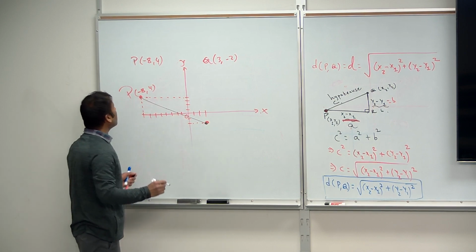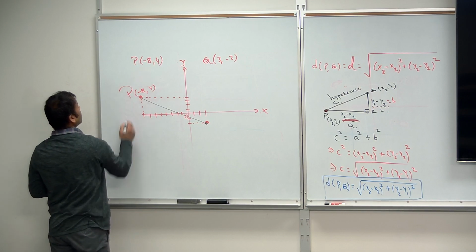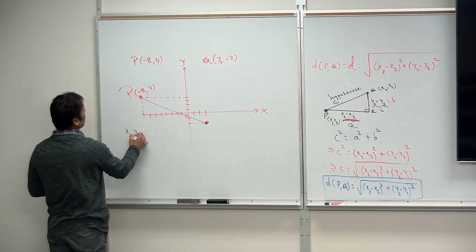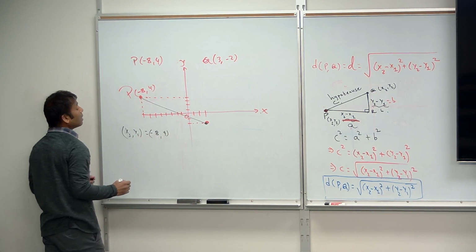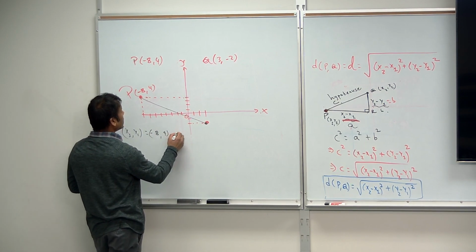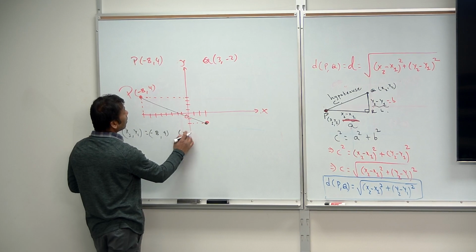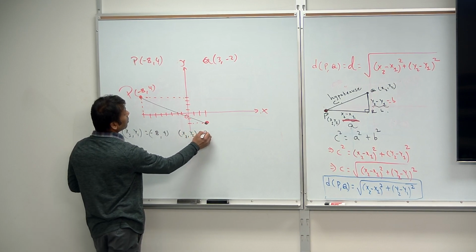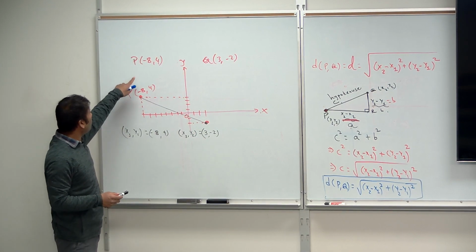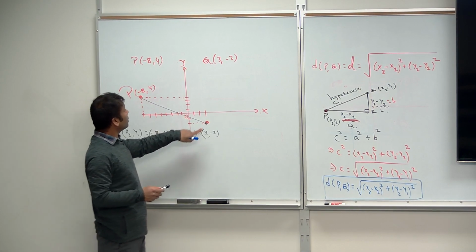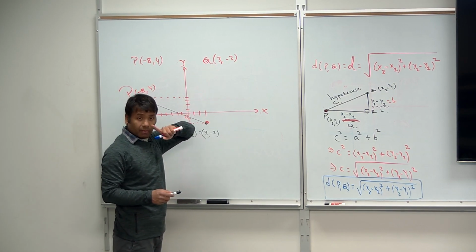So you have a formula. Let's say this is the point (x1, y1). Your (x1, y1) is (-8, 4). And then you have the point (x2, y2), which is (3, -2). Is that right? So this is your point (x1, y1), and this is your point (x2, y2). Are you guys with me?